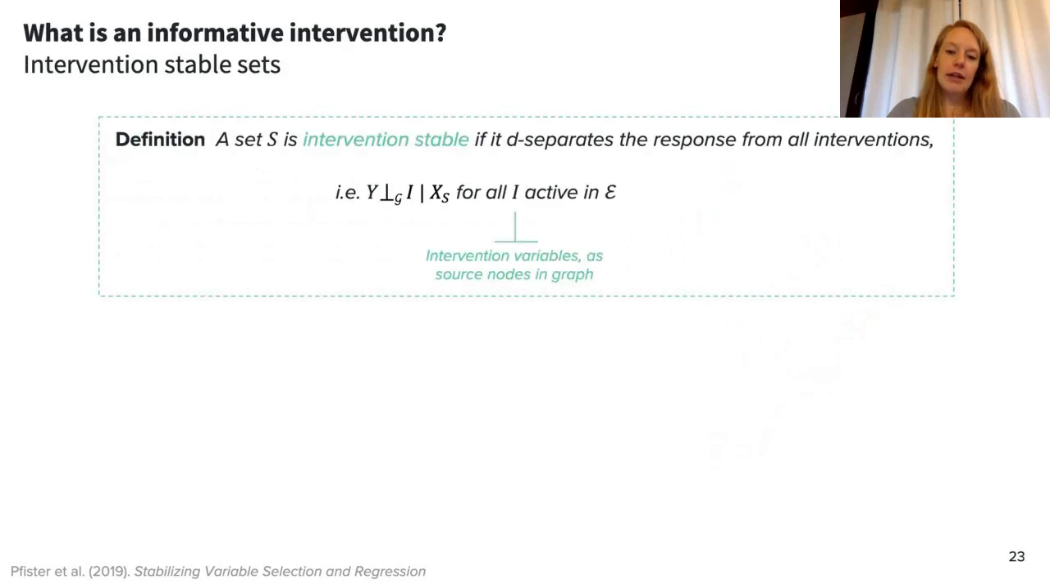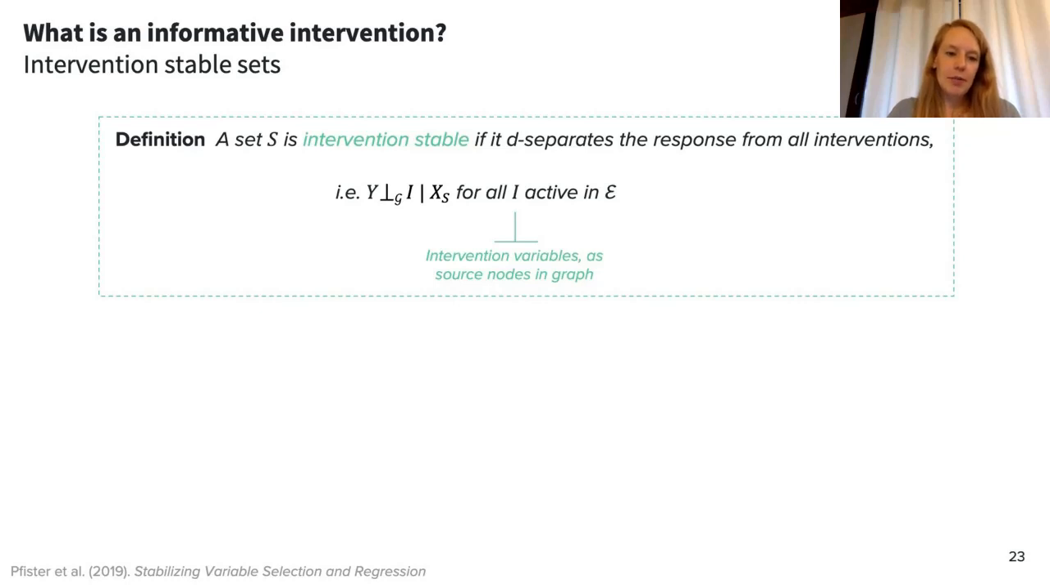Now, a so-called intervention stable set is one that d-separates the response from all interventions. So we need that Y is d-separated from I, given this set S, for all interventions that are active in a particular environment.